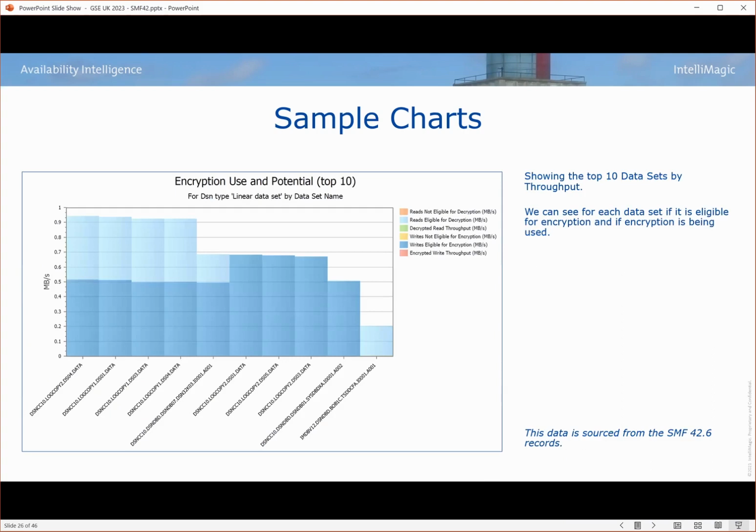Some customers ensure that their data is encrypted, which is for some customers extremely critical. So at a dataset level here in the 42 data, you can verify if encryption is eligible for that data set, for that data type, and of course, if it is encrypted. Another very good auditing function, as far as I'm concerned, as far as encryption and data sets found in the 42 subtype 6 data.